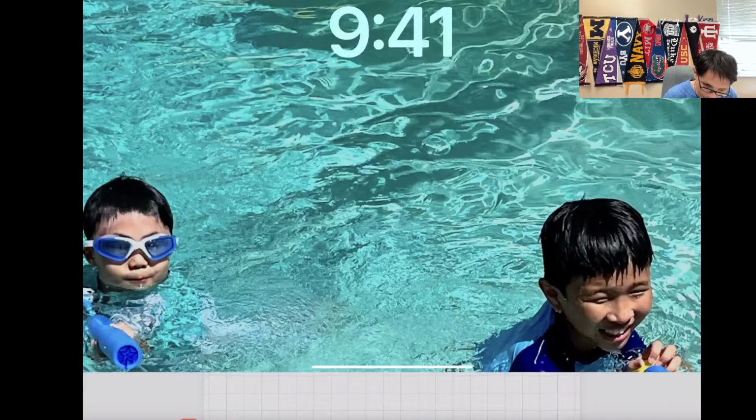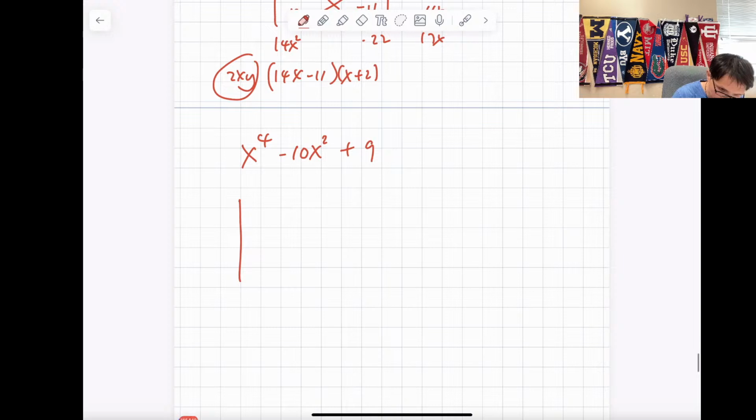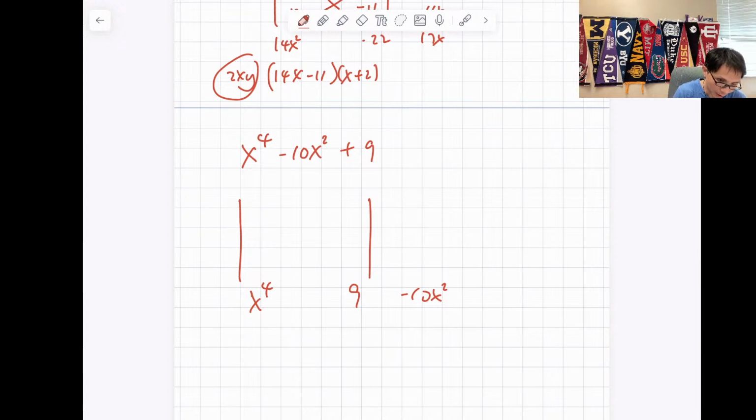So you need to factor this. X to the 4, 9. If you don't use the box method, use it right now. It helps you. I promise you. This is going to be x squared times x squared. Why? Because you want to break it evenly. This is going to be 9, so that's 9, 1. So this is 9x squared. This is 1x squared. This one has to be negative.